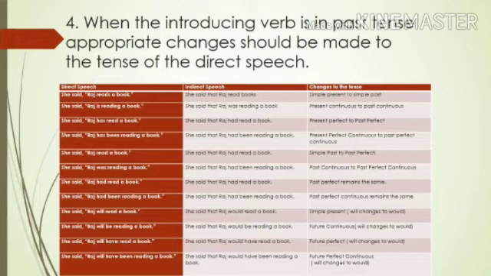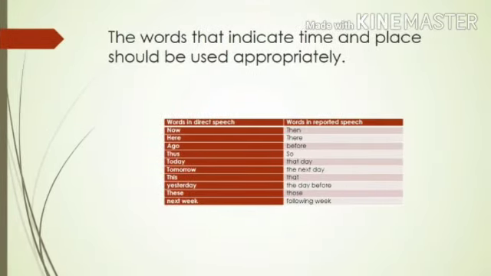This is very important. You have to understand this rule to change a direct speech into indirect speech. We will also look at some of the changes that happen to the words that indicate time and place. Now changes to then, here to there, ago to before, thus to so, today to that day, tomorrow to the next day, this to that, yesterday to the day before, these to those, next week to the following week.